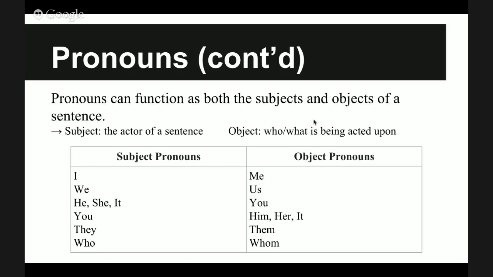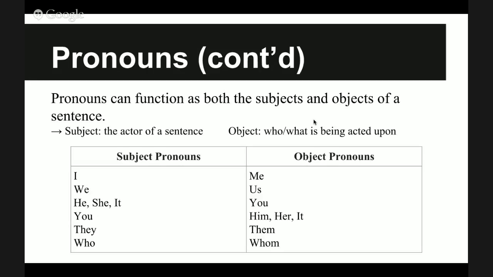On the right-hand column, we have our object pronouns. So a person or a thing or people or things that are being acted upon. Notice that we have both singular cases as well as plural cases. So me, us, you, him, her, it, them, and whom are all object pronouns.